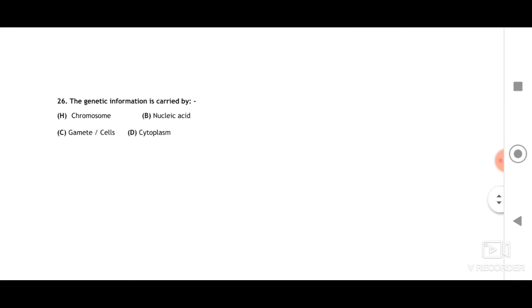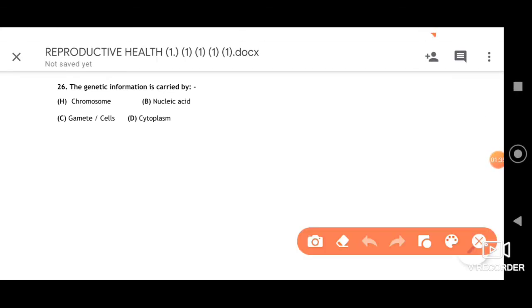Next question we have here is: the genetic information is carried by, rather a simple question. Four options have been given: chromosomes, nucleic acid, gamete or cell, cytoplasm. We know that chromosomes are the vehicles of heredity which carry genes in them. According to the chromosomal theory of inheritance, the genetic information as a whole is carried by the chromosomes. So among the given 4 options, the right answer should be chromosome. Please go for option A.